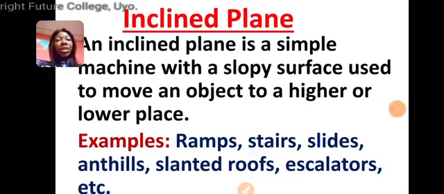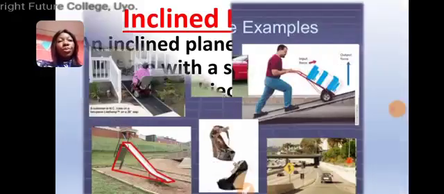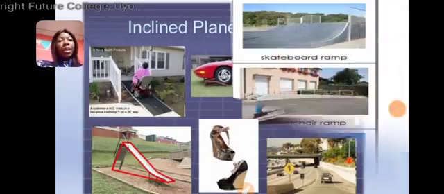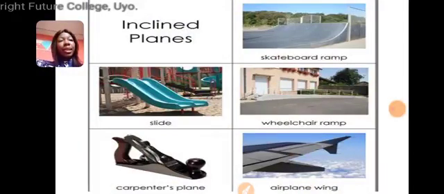Let's now see the pictures of what we are talking about. You can see what we are talking about here. This is a slide, a skateboard ramp, wheelchair ramp, airplane wing, and carpenter's plane. They are all examples of what? Inclined plane. Remember that we said that an inclined plane is a simple machine that has a slopy surface. That is what you should know for inclined planes.